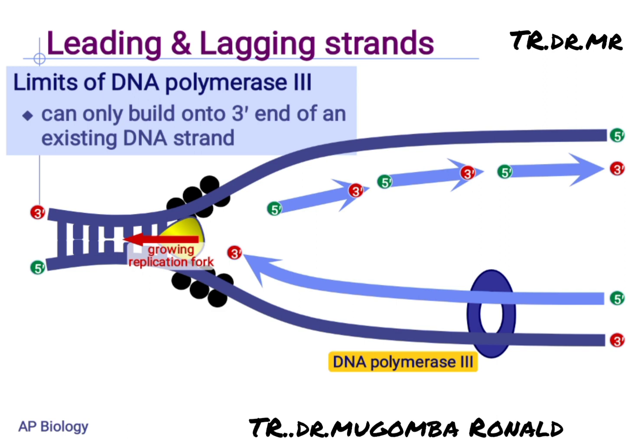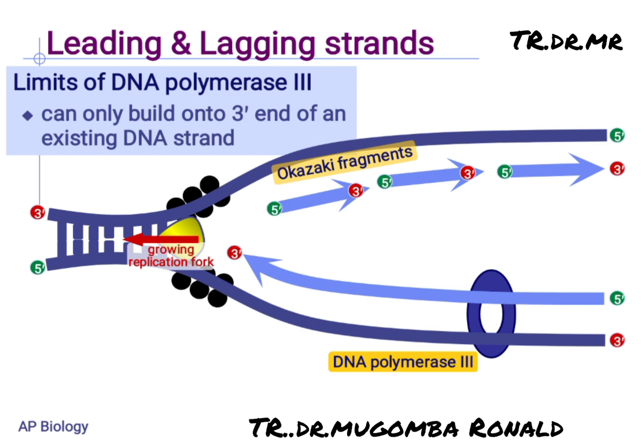So it limits DNA polymerase. When you look at the limits of DNA polymerase 3, it can only build onto a 3' end of existing DNA. We saw that already. So we end up forming what we call Okazaki fragments in the lagging strand. The leading strand does not have Okazaki fragments. The leading strand is formed continuously. The lagging strand is formed discontinuously.